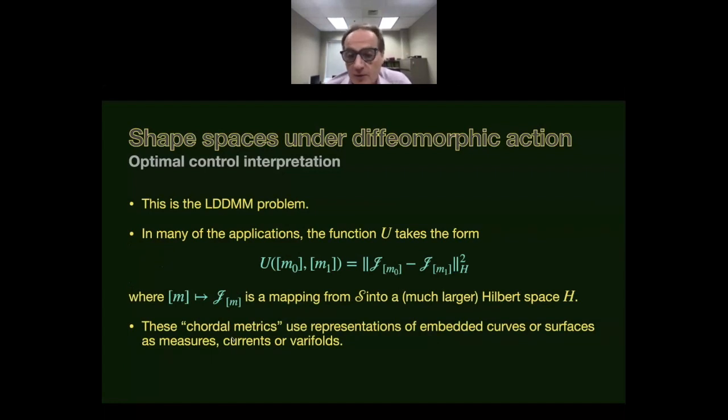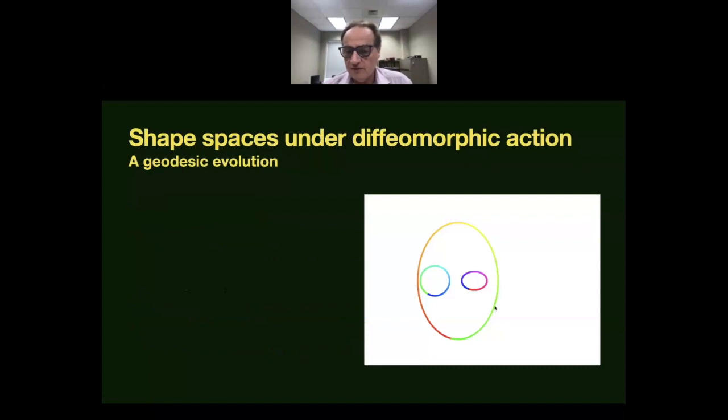Just one point is that the function u that we use in practice is based on embeddings of shapes into a much larger space on which we have a norm. And so we call that a chordal metric. And there's a bunch of metrics that have been defined associated with these embeddings. Okay, so one example simply of LDDMM evolution. Here it is.